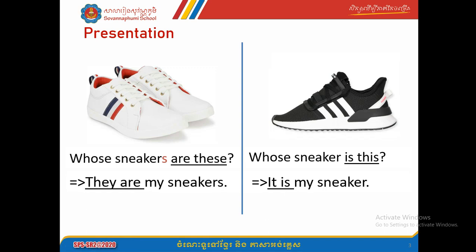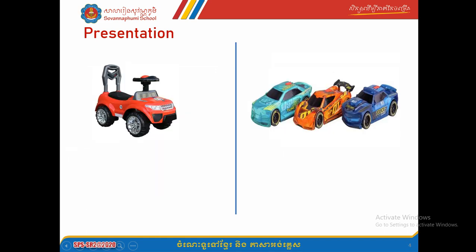To make it short, when you are asking a question with whose, with a plural noun, I mean a noun that has two up, you're gonna put S here, and then we say are these. But when the noun has only one, you say whose plus noun, no S, and then is this, not are these. And when you answer, when they are two up, you say they are. When there is only one, you say it is. Alright, so I hope that you got it. One more practice.